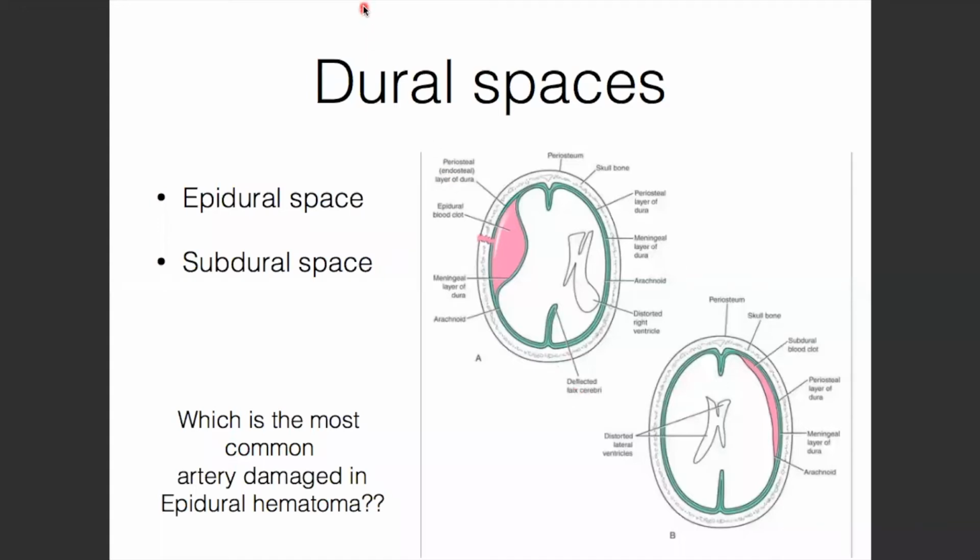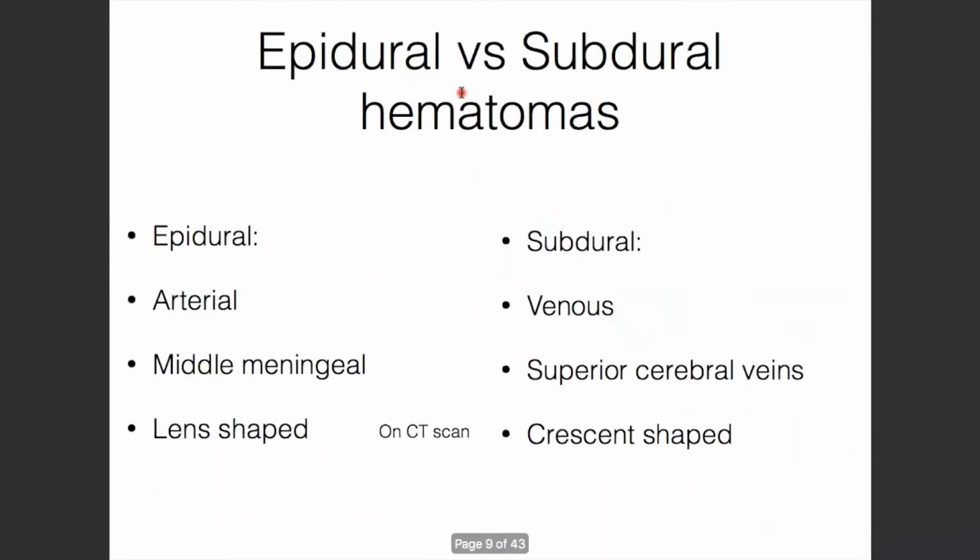Okay, after that we have the spaces. The dura itself has spaces: there's the epidural space and the subdural space. Okay? There's a space above the dura and a space below the dura, which are the epidural space and the subdural space. What's important about these spaces is the hemorrhage or hematoma, which are the epidural hematoma and the subdural hematoma. It's very important to know the difference between them, and which one is found where. So let's see the differences.